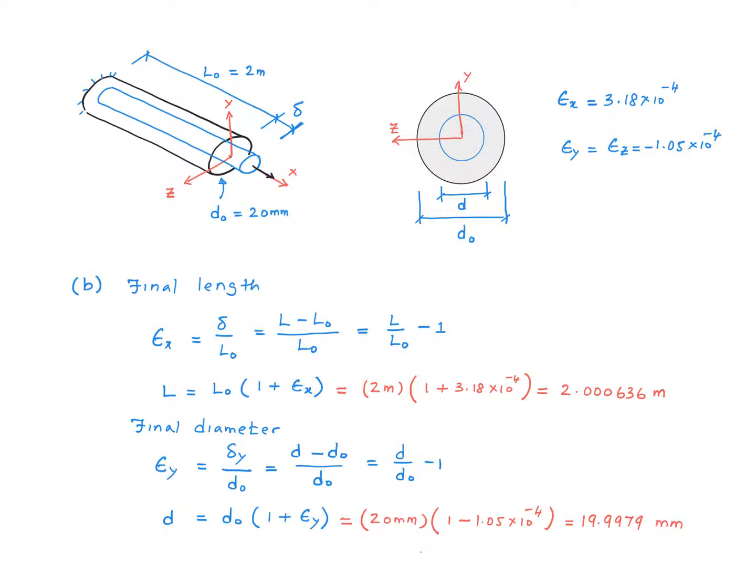Now you may want to note that you can either use the diameter in meters or millimeters, it doesn't matter. Your final number for the final diameter is going to depend on that. Since I used the diameter in millimeter, my final diameter is also calculated in millimeters.